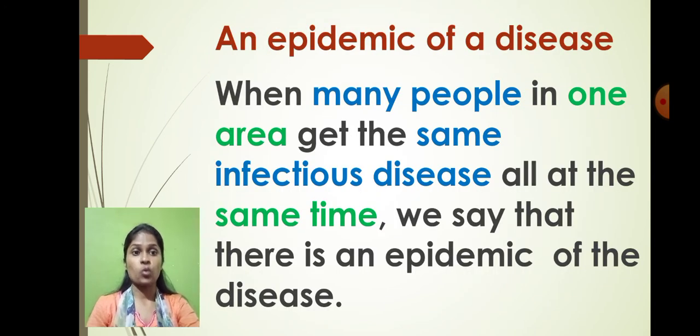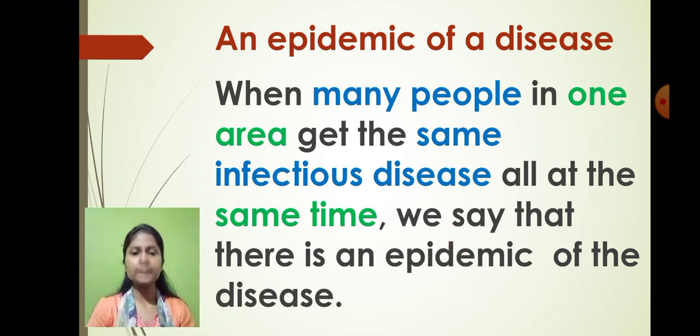Okay. So what do you mean by epidemic of the disease? Right now we all are suffering from COVID-19, right? The whole world is suffering. So if the whole world is suffering because of something, then that is called what? Pandemic of the disease. But let's say, for example, many people in one area get the same infectious disease at the same time, then we call it what? Epidemic of the disease.